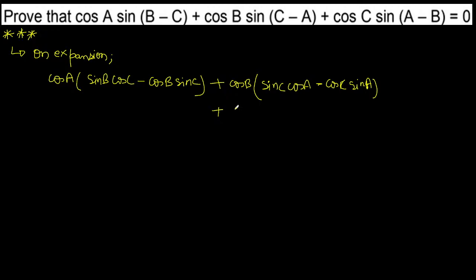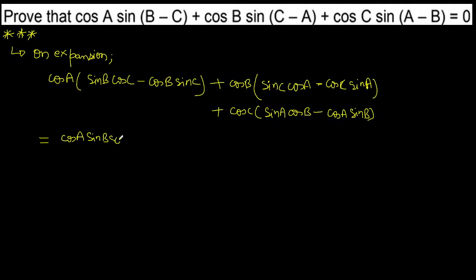Plus cos C sin A cos B minus cos A sin B. If you find it, something is going to get cancelled. It's just a simple expansion.